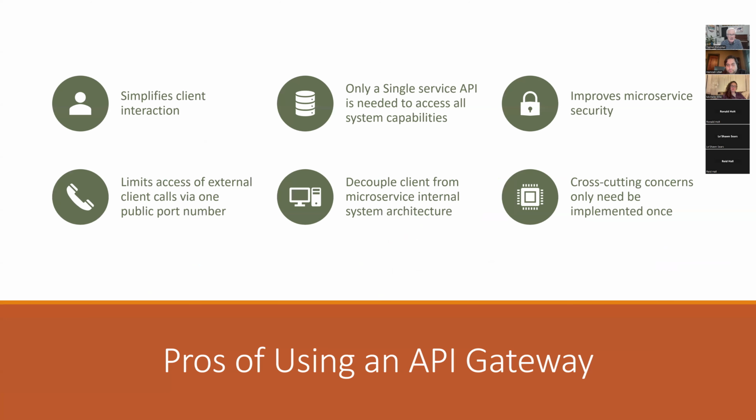All right, so let's take a look at some of the pros. I think we've already mentioned some of them. It simplifies the client interaction. It gives me a single service API to access all the microservices. So that decreases the complexity of my client code, right? Because I can hit the same API. It also means that as I grow and I scale, I can change my microservice architecture on the back end without affecting at all how the client interacts, which is pretty cool.